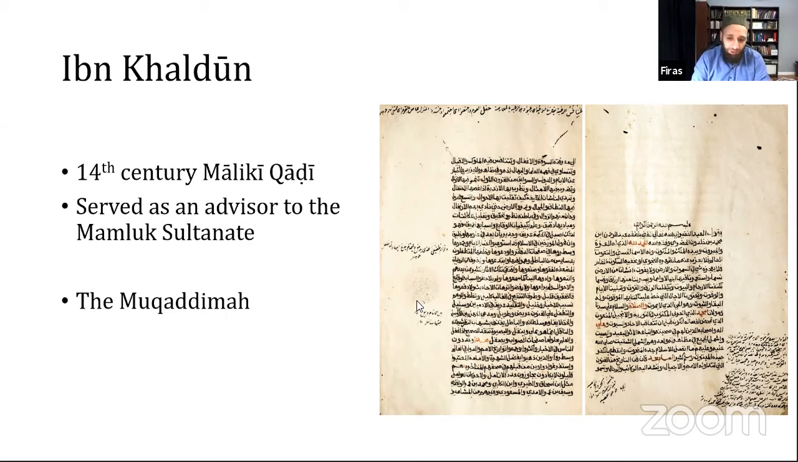So he says this first generation is born in the desert, and they have a certain desert toughness to them. And because they're born in the desert, they don't have any kind of luxuries, they work very hard, they're very tough kind of people.